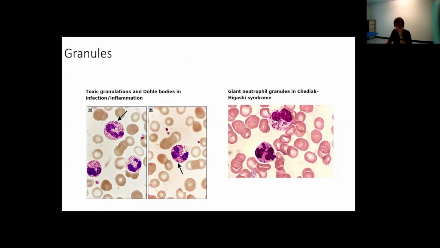When they're very coarse and lots of them like this, we often describe it as being toxic granulation, because we see that in a lot of infections. So if you see lots of granules like this, it's often that the neutrophil is doing what it should do, is being reactive.